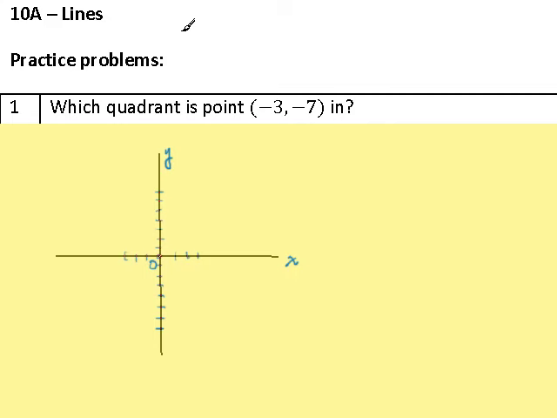In 10A, we're going to introduce the coordinate system, and we're going to be graphing lines. Number one, we ask which quadrant is point -3, -7 in.